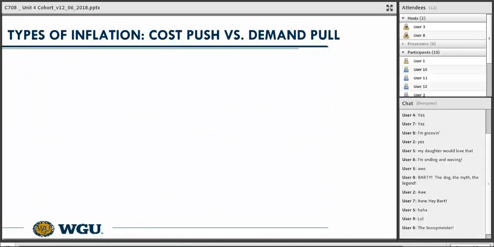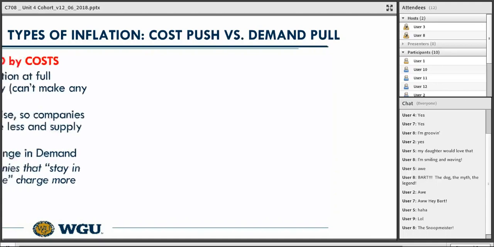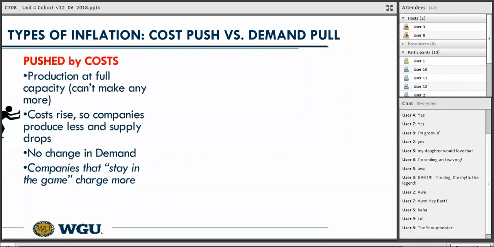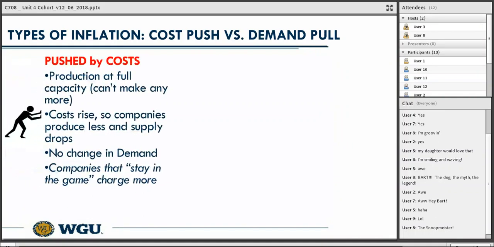Now, of course, rates are affected by inflation. And we've got two types of inflation. We've got cost push and demand pull. So let's look at the first. All right, cost push, getting it pushed in. Under this scenario, production is at full capacity. There's no slack in the system. We can't make any more of products.